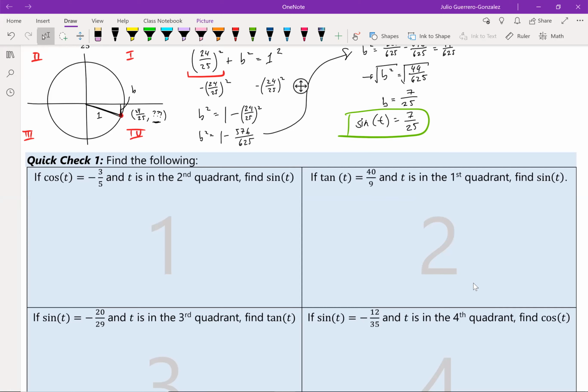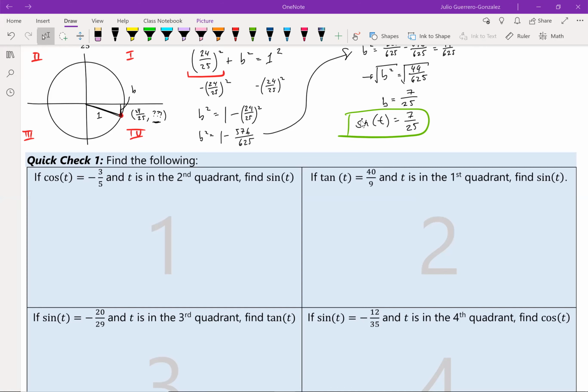Okay. So I'm going to break you guys into your groups. I want you guys to try it out. Wait, so in that previous example, since we're in quadrant 4, shouldn't the sign be a negative number? Yes. Thank you for catching that.